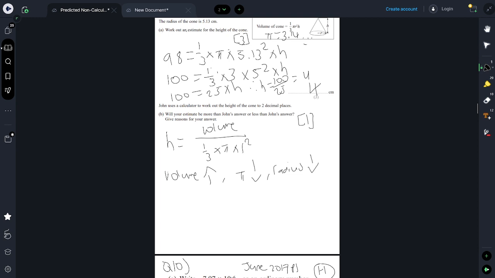If we rounded up the volume, this is going to make the numerator bigger. But also, we rounded down. We made pi and the radius smaller, so we made the denominator smaller. So what we're doing here is we divided a bigger number by a smaller number.